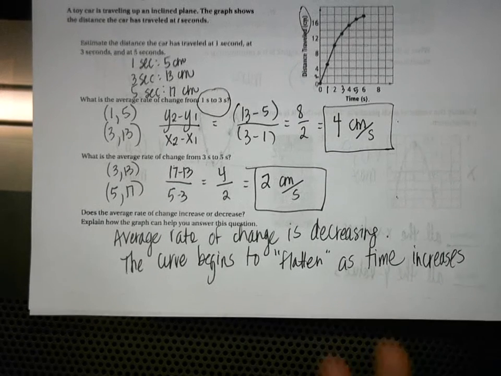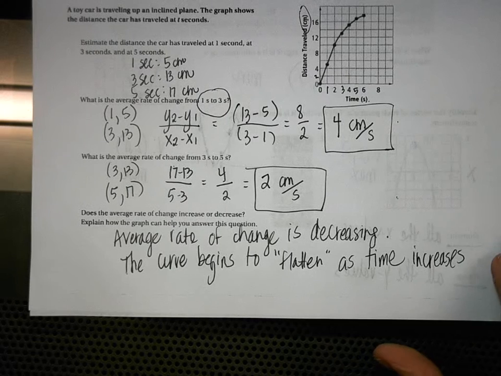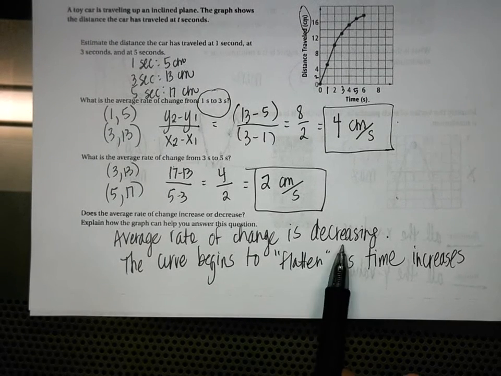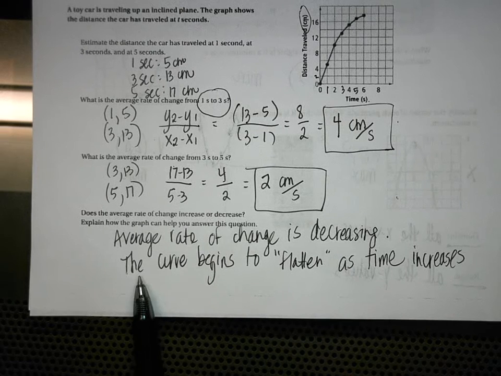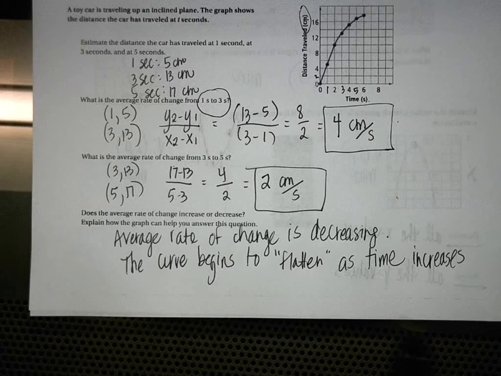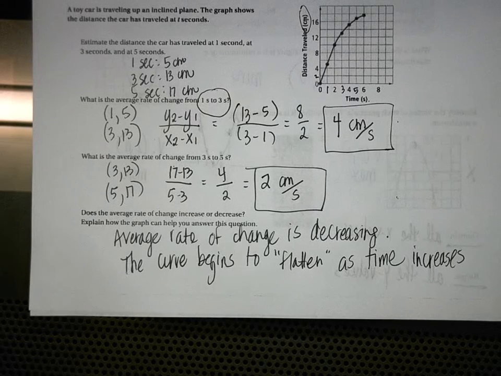Are there any questions here so far? Do you want me to say what I wrote again? Okay, average rate of change is decreasing. And then the second part is the curve begins to flatten, or a shorter distance, as the time increases. Anybody else have questions on that part? Okay.